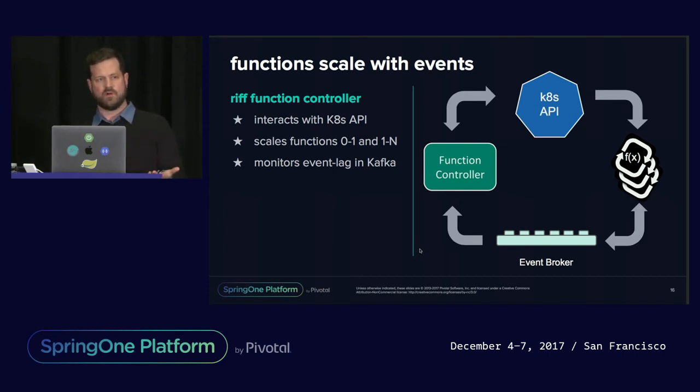And so another item on our roadmap is to be able to have pluggable event brokers. So right now we're using Kafka, but just like with Spring Cloud Stream, we want to take that binder abstraction and apply it here. That means that this monitoring functionality would need to be implemented for a number of different brokers.